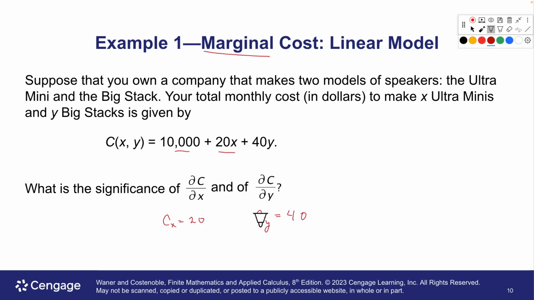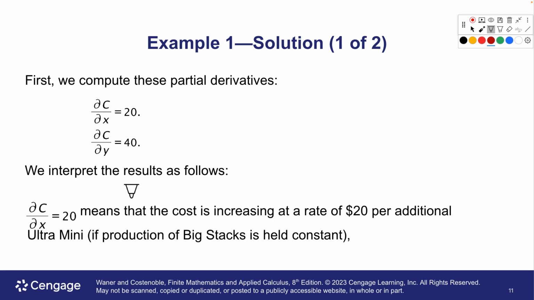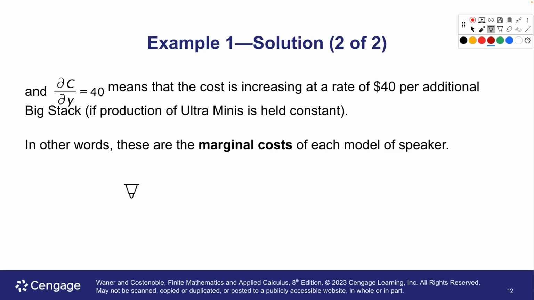These are marginal costs. And if we go back to the original question, we would see that the Ultra Minis cost $20 to produce each. And the big stack speakers, they cost $40 to produce. So to produce one more is going to cost us 40, or if we're doing the Ultra Minis, it's going to cost us 20. That's a marginal cost. And that comes directly from the derivative. So they work it out here. Marginal costs.